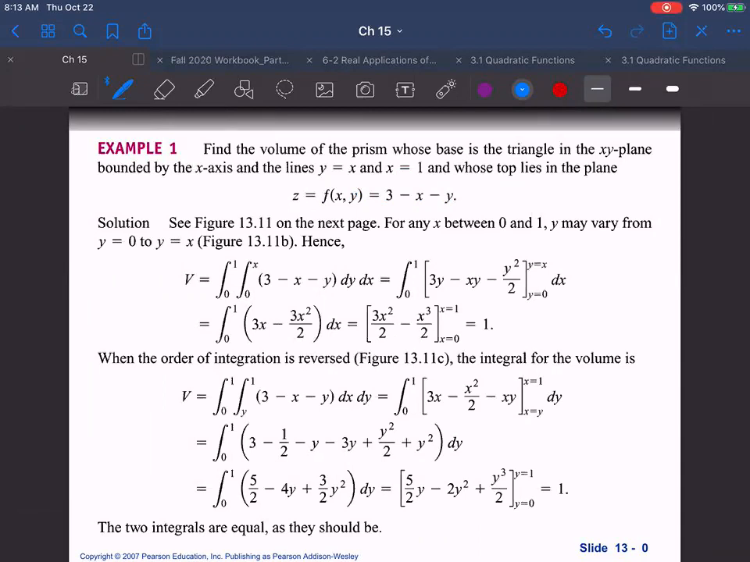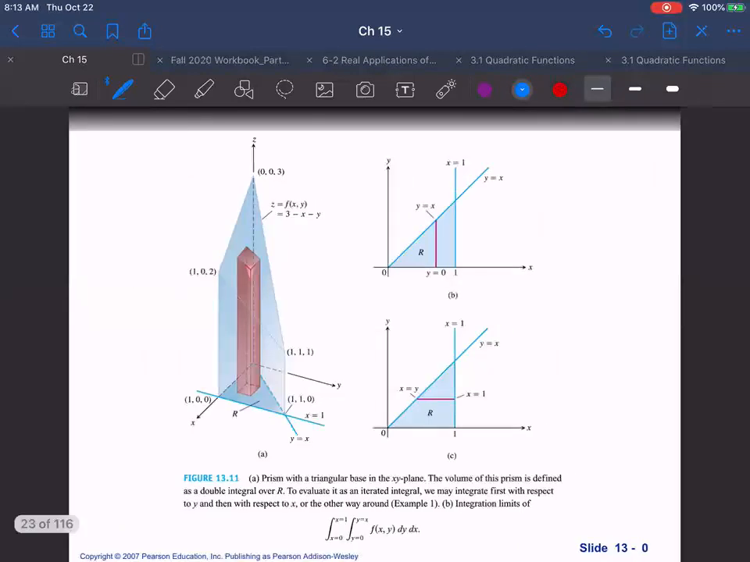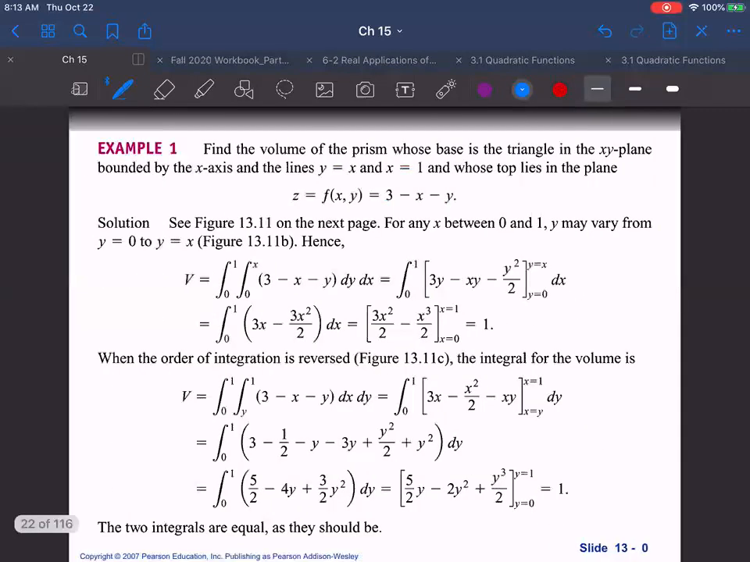It says, find the volume of the prism whose base is the triangle in the xy plane bounded by the x-axis and the lines y equals x and x equals 1, and whose top lies in the plane z equals f of x y equals 3 minus x minus y. So here in the first one, we're going to do the integral over y first. And I think there's a picture of this on the next page. So if we're doing y first, what you can see is we're going from 0 to x.